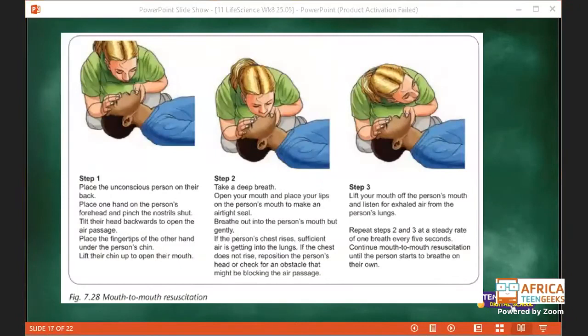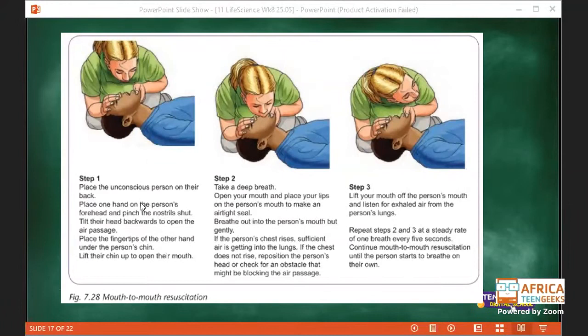So here we have mouth-to-mouth resuscitation taking place, and I'm just going to go through the steps with you guys. So step one is you place the unconscious person on their back. This is a person who can't breathe, guys. You place them on their back. You place one hand on the person's forehead and you pinch the nostrils shut, so that once you blow in the air through their mouth, it doesn't come out through their nostrils, okay? You tilt their head backwards, that is to open the air passage, which is our trachea, and then place fingertips of the other hand under the person's chin and lift their chin up to open their mouth, okay, just as indicated in the picture here.